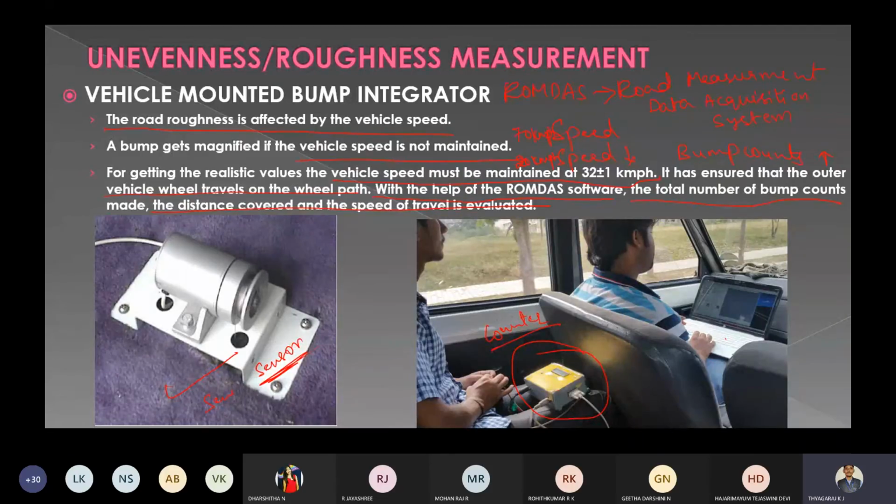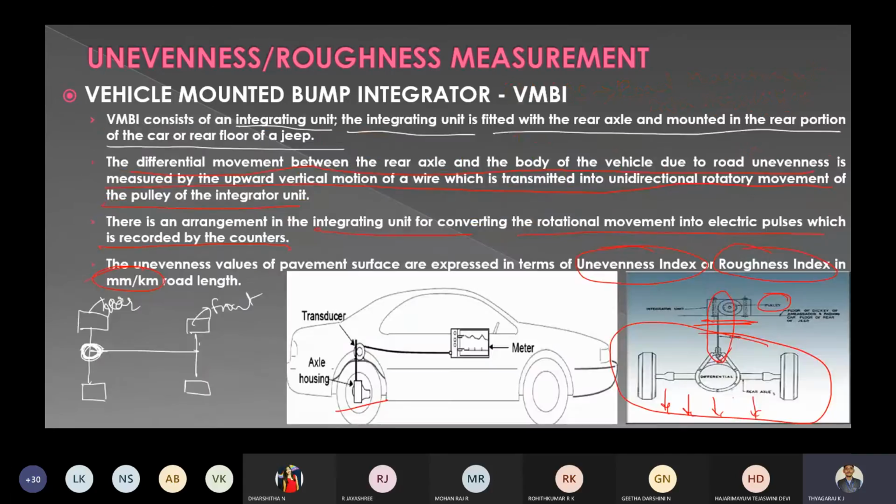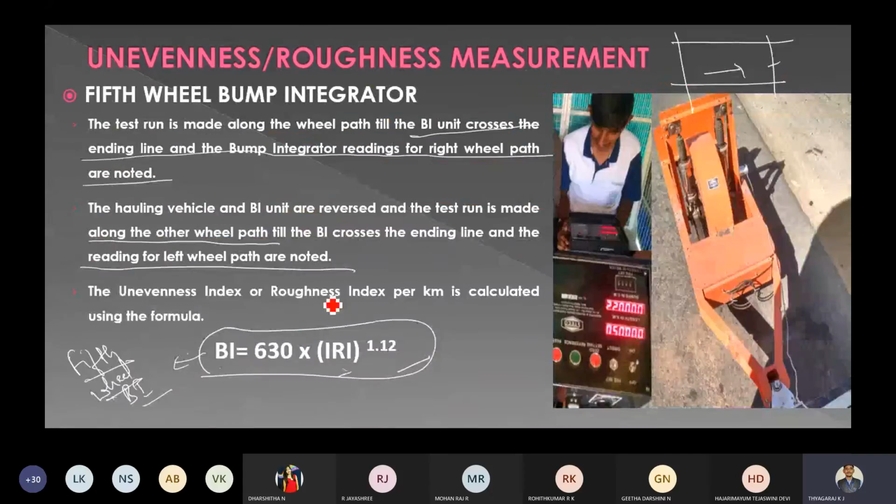It will be collecting the data and you can take out the data and analyze it. So again, the bump integrator: the BI which you are going to get from the Ramdas, from the software. In the vehicle mounted bump integrator also, the same equation is used. From the Ramdas you get the bump integrating units and you have to calculate the IRI value. The IRI value will be obtained from this equation, so kindly note down this equation also.